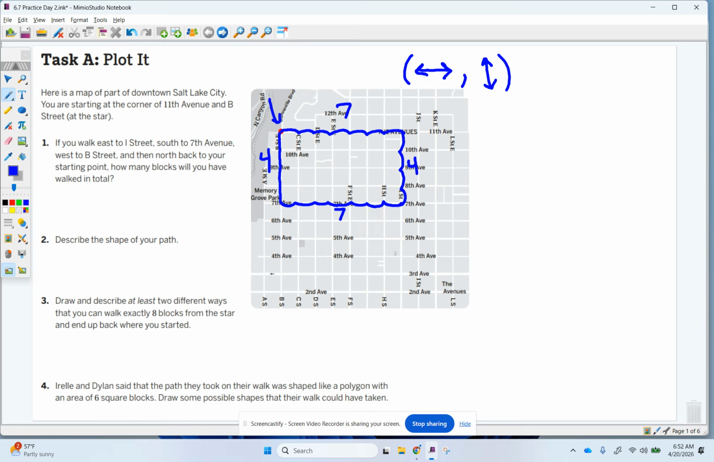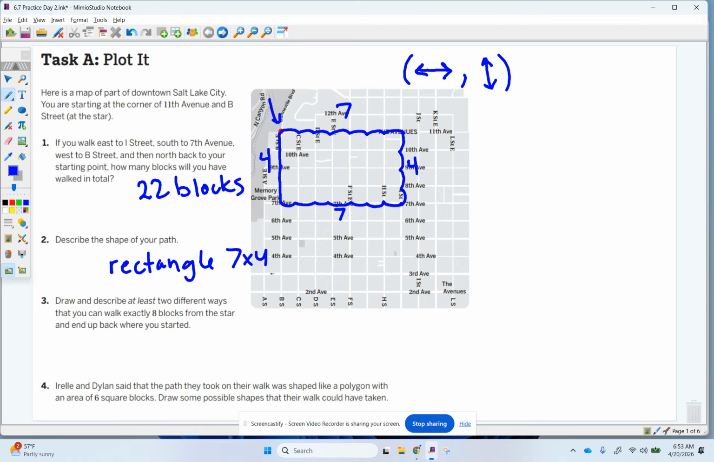And so then it asks, how many blocks in total have you traveled? Well, 4 plus 7 is 11 times 2 is 22 blocks. How would I describe this shape? It's a rectangle. That is a 7 by 4 rectangle.